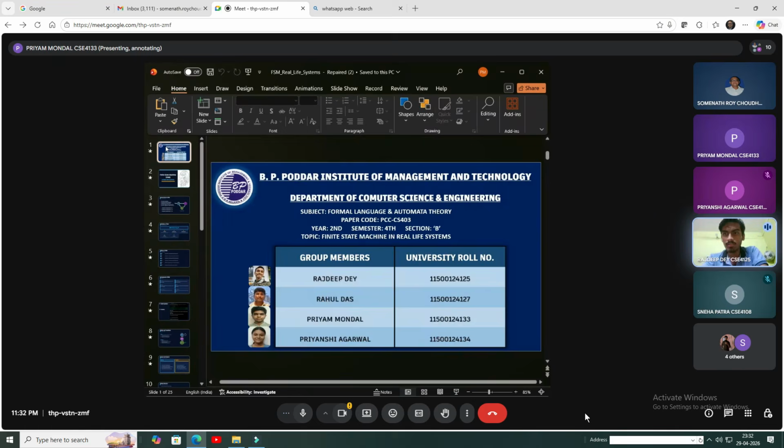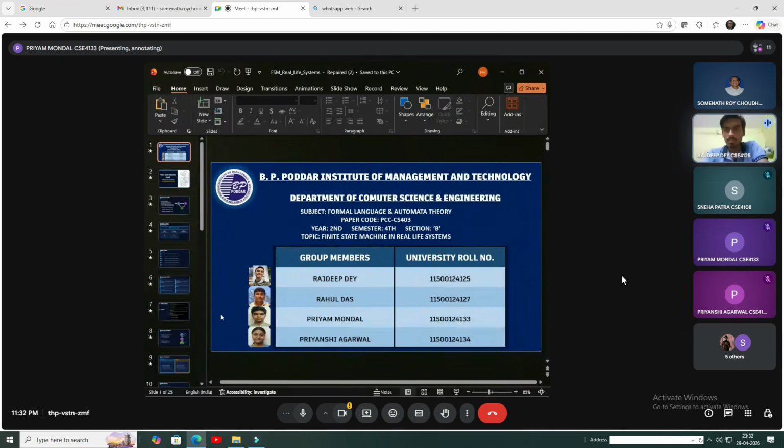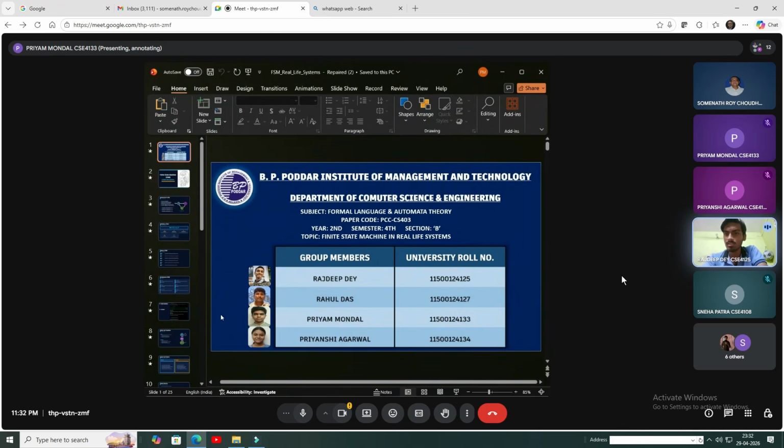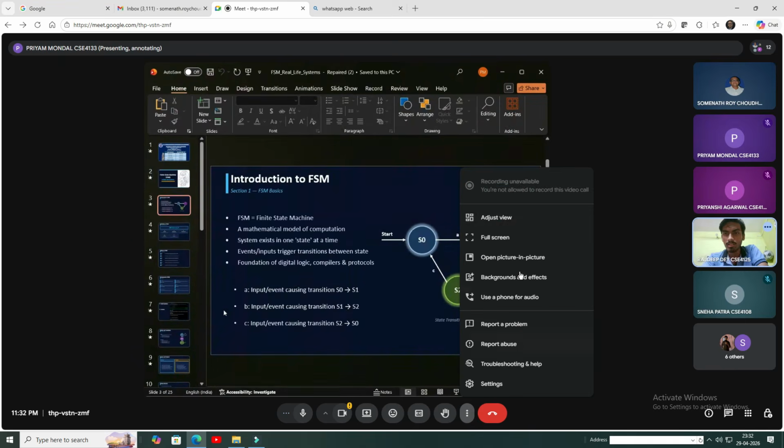So good evening everyone. Today my team members Rahul, Priyam, Priyankshi and I, Rajdeep, will be presenting on finite state machine in real life systems. This presentation is for our formal language and automata theory course, and we will be exploring how these theoretical models drive the technology we use every day.